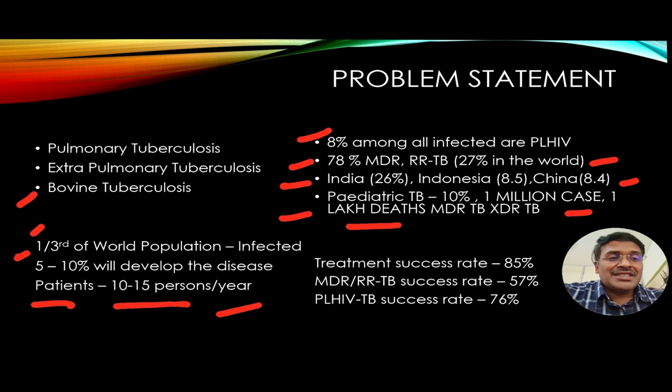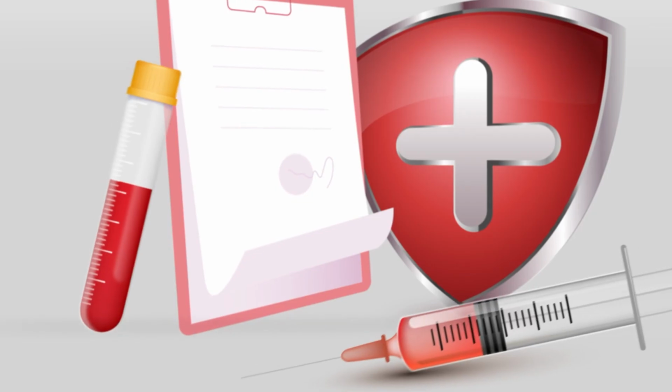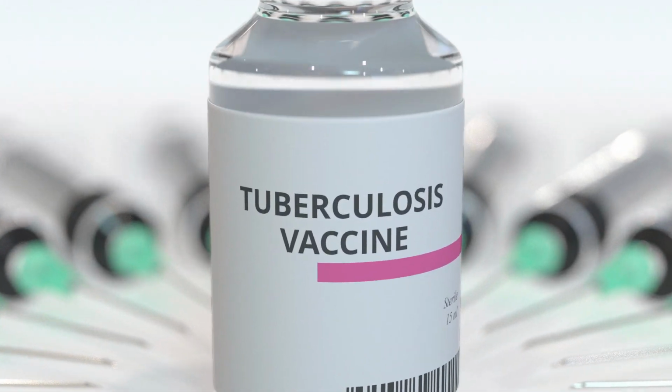With respect to treatment success rate in India, it is about 85%, but for multi-drug resistant tuberculosis patients, the treatment success rate is only 57%. For people living with HIV/AIDS and tuberculosis, the success rate is 76%.